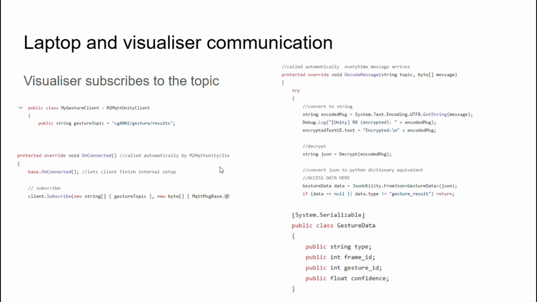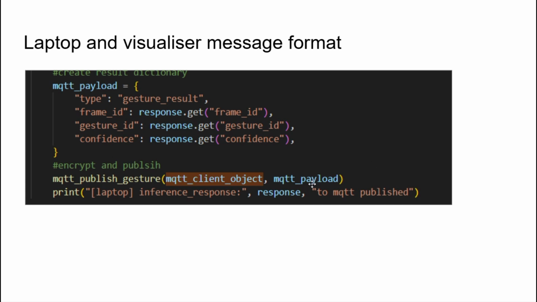The visualizer will then subscribe to the same topic, and when the Unity client connects, this onConnected function will be called, and it will subscribe to the topic. Whenever a message arrives, this decode message function will be called, and we will pass the JSON message into a gesture data object. Messages sent have the JSON format shown, with a type field, frame ID, gesture ID, and the confidence value of the prediction.